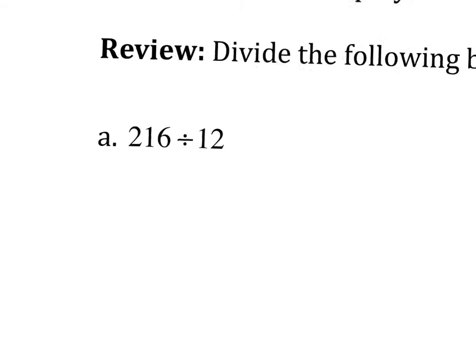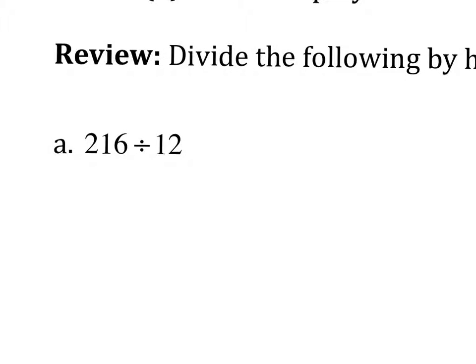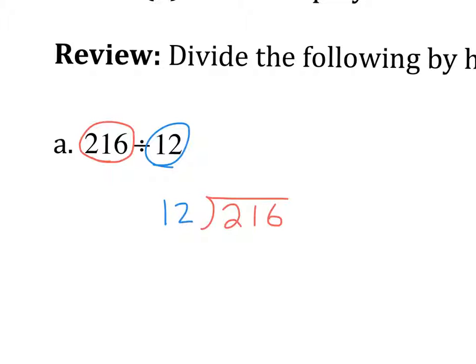So by way of review, let's divide each of these by hand, and of course you can check with the calculator later. This term right here is going to go inside. That's 216, and that's my dividend. And this one here is called my divisor, and that goes outside. It is doing the dividing. Now I ask myself this question. I just start with the first digit. How many of these 12s fit inside of a 2? And the answer is 0.